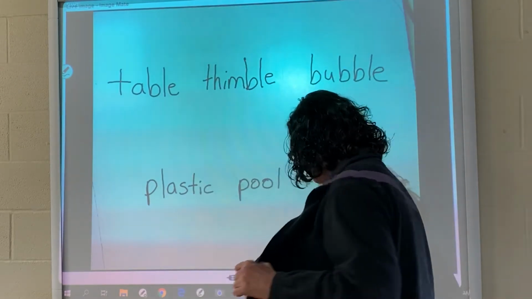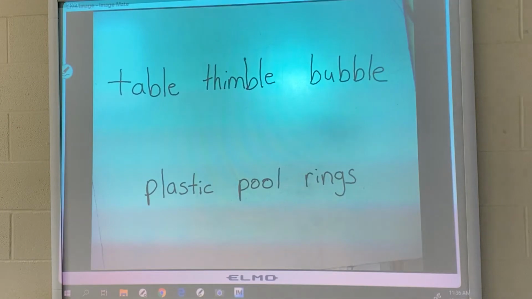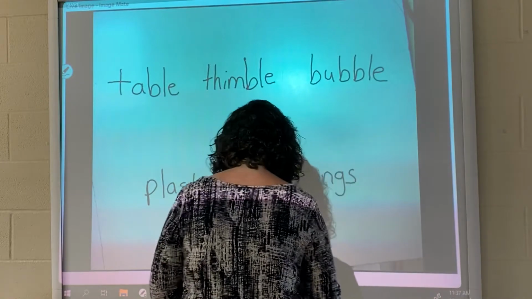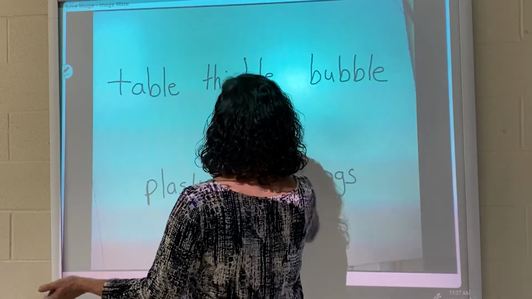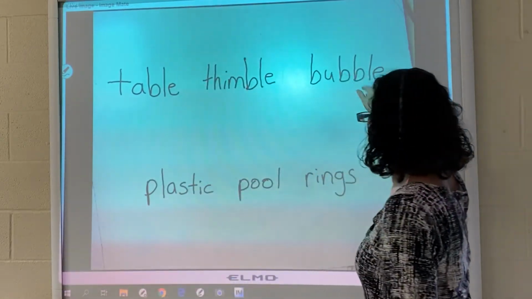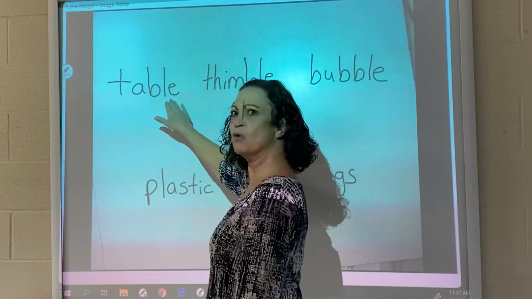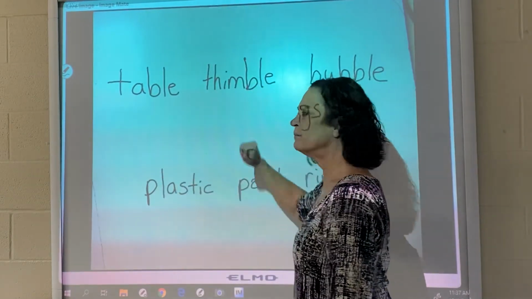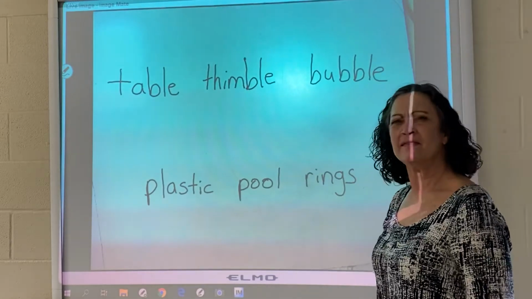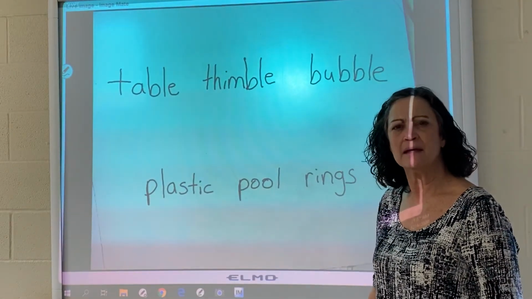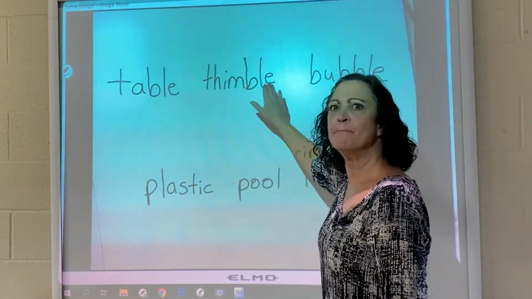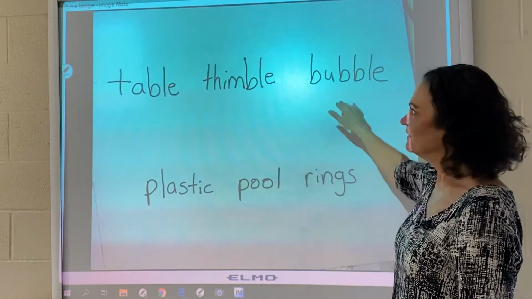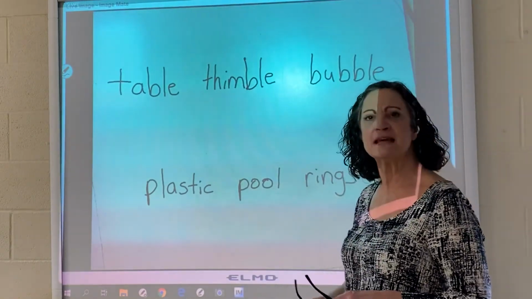Now, for our new sound, we're going to look at these words up here, and we're going to code these words. Wow, look at that. All of these have bull in them, and I'm going to say them to you. Table, thimble, bubble. What did that B-L-E sound make? Bull. Hear it? Table. Thimble. Bubble. Okay? That is called a final stable syllable.